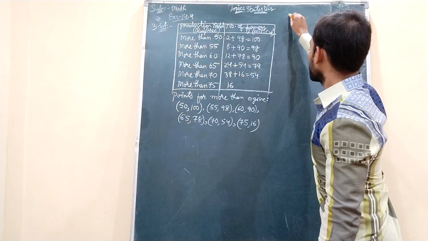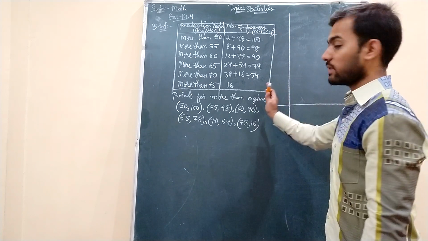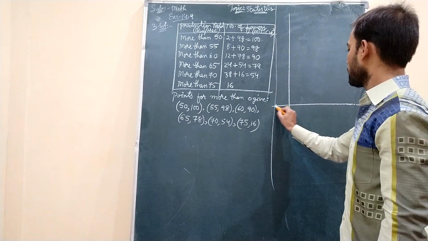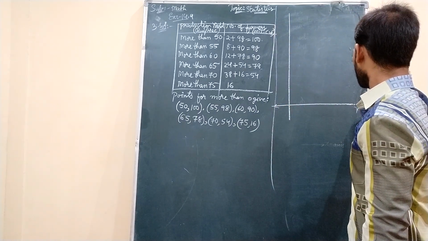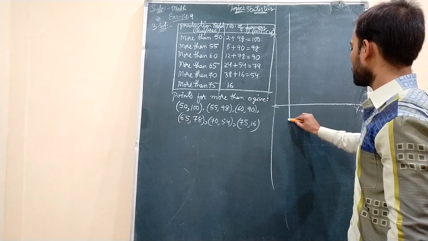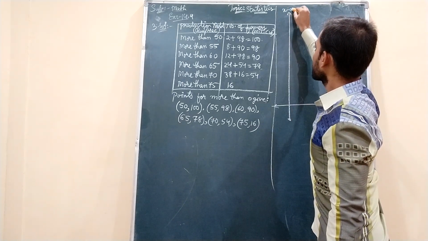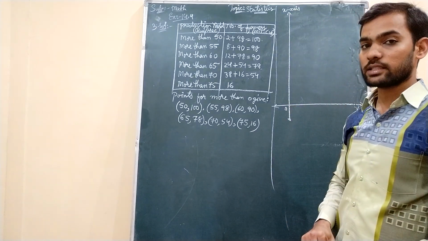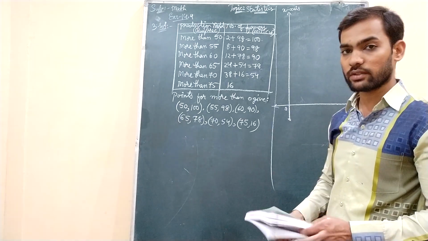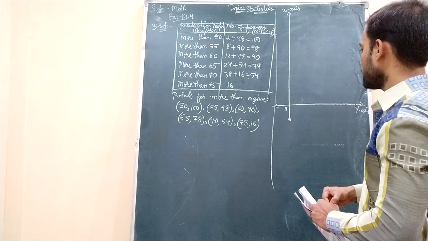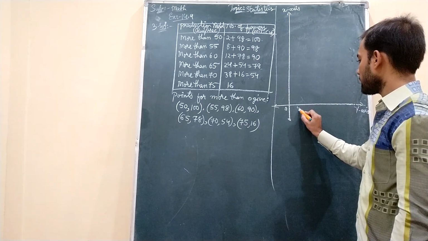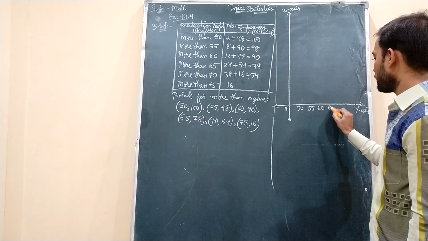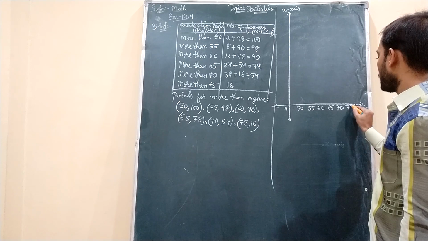So same like before, two boxes from left, two boxes from down, you need to leave. This is your y-axis and this is your x-axis. This will be 0. Then on x-axis we will take the class intervals. So class intervals are like 50 to 55, 55 to 60. So I will take just on the first line 50, then 55, 60, 65, 70, 75.